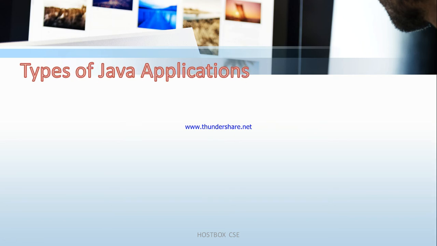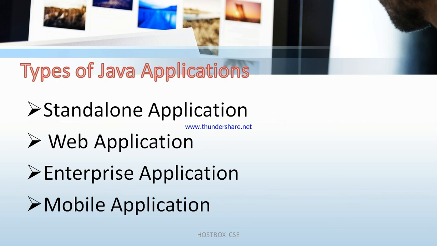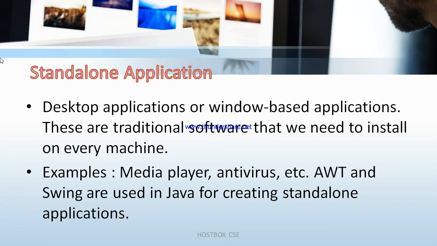Then, types of Java applications. Java applications are divided into four: one is the standalone application, then the web application, then the enterprise application, and the last one is the mobile application. A standalone application, also called a desktop application or window-based application, is traditional software that we need to install on every machine.